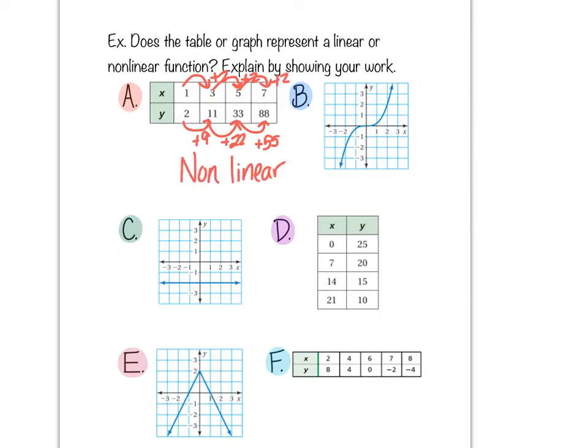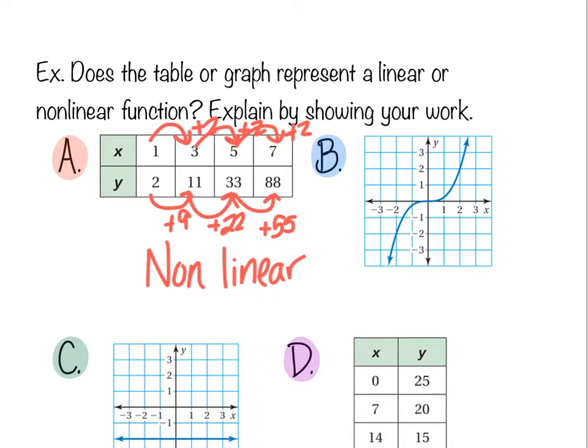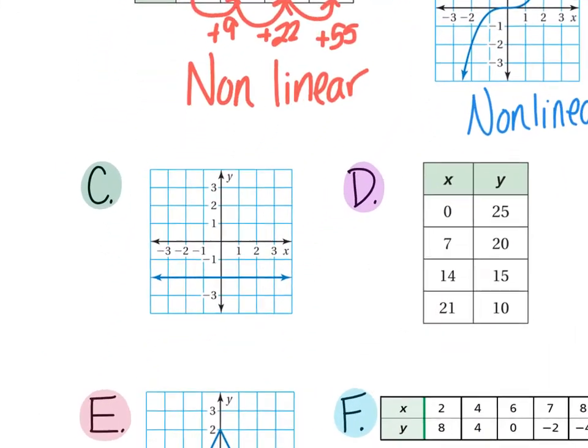for this one because, and I'll zoom in so you can see a little better, it's not a constant rate of change, it's a variable rate of change. And then for example B, well, this isn't even a line, so this is definitely nonlinear. So for all of the graphs, you don't really have any work to show. You can just tell by looking at it. But with the charts, you need to show your work.